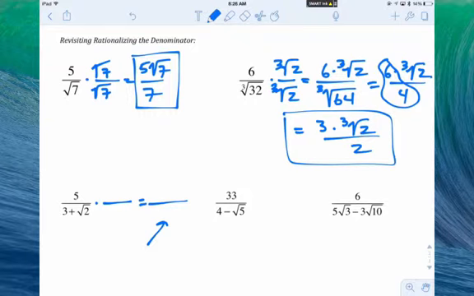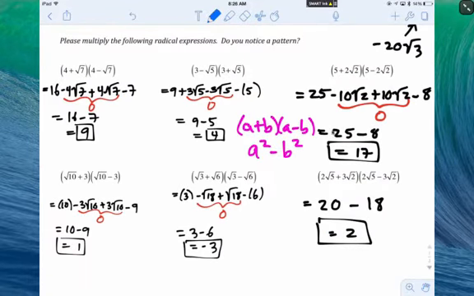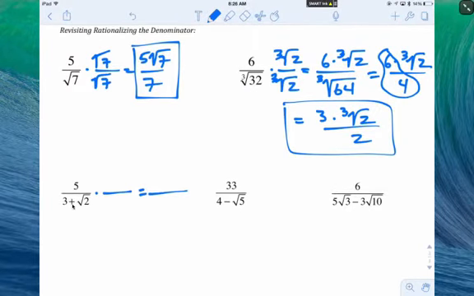Well, we know from our exploration that we just did with these conjugate pairs that if we multiply 3 plus the square root of 2 by its conjugate, we're going to get a nice rational number. So let's multiply by 3 minus the square root of 2 over 3 minus the square root of 2.